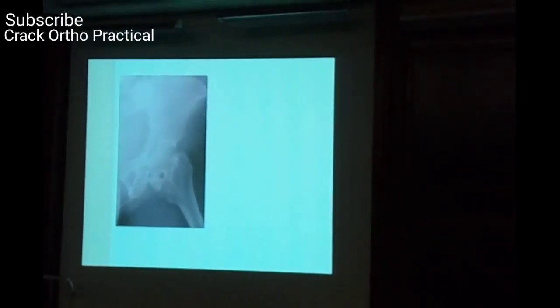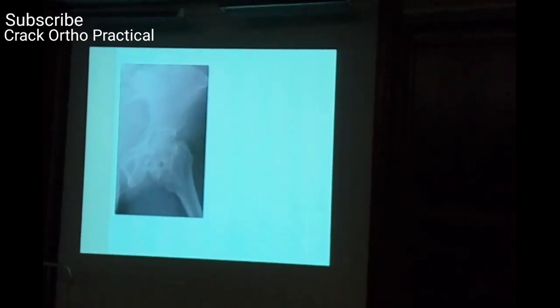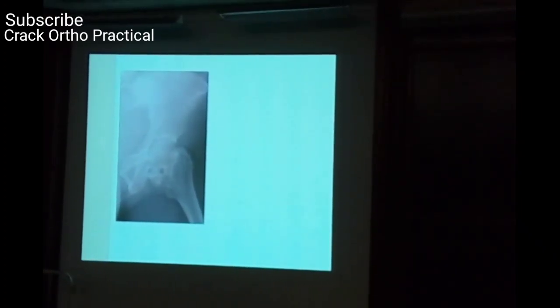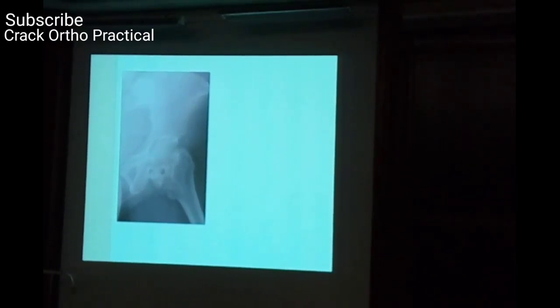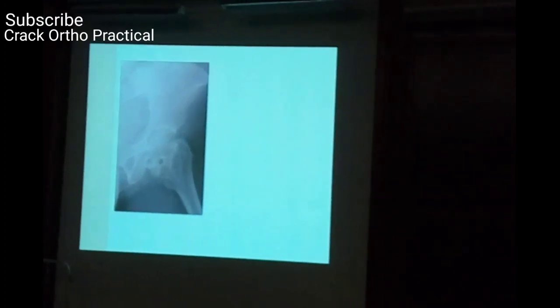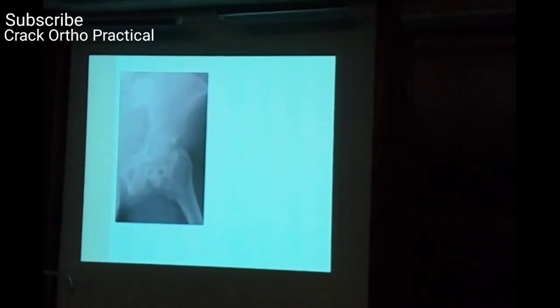This is a plain radiograph, AP view of pelvis showing the left hip. It shows an expansile lesion in the proximal femur with break in continuity in the bone at the neck.